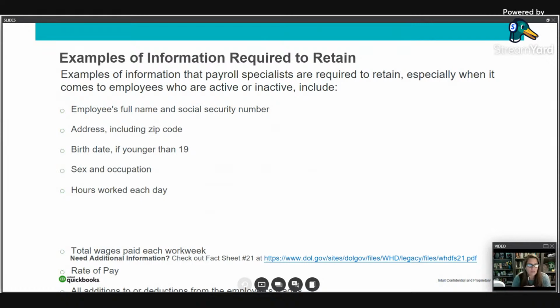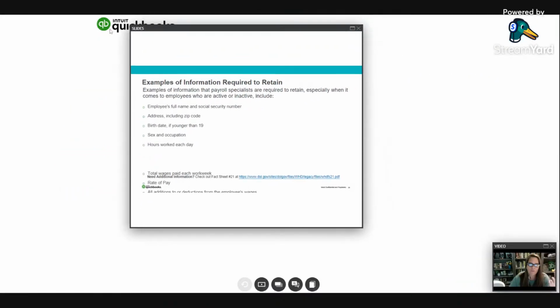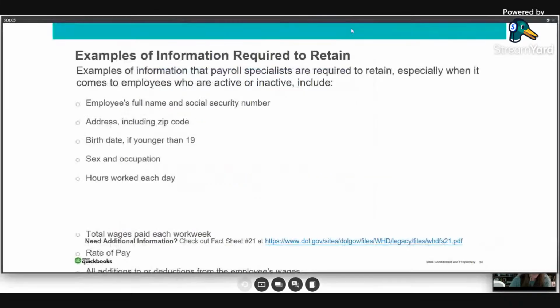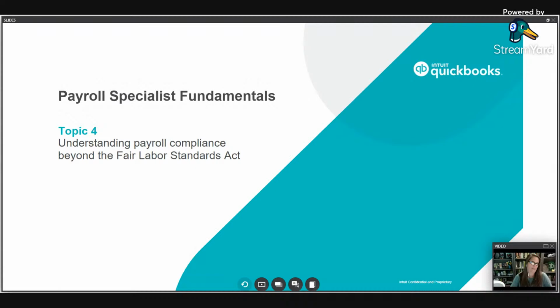Some examples of what is required to retain: the employee's name, Social Security number, basically their basic information, total wages paid each week. I know you can't really see it on the slide, it's a little goofy, my apologies. But also the rate of pay, how many hours they worked each week, any overtime, the date of payment, when they started, when they were fired, basically all the basics of that employee while they were under their employment.